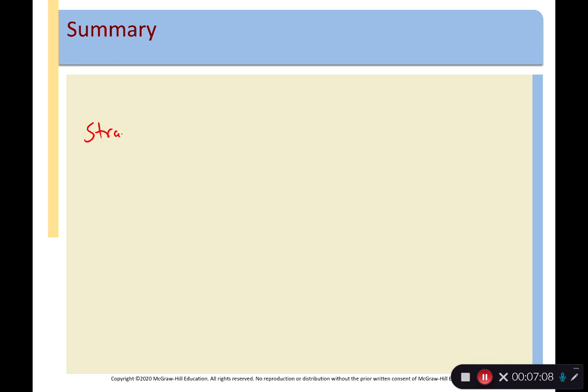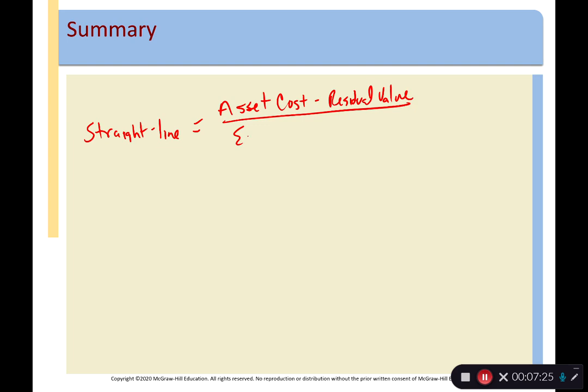So we'll start with straight line. Straight line is going to have the asset cost minus the residual value over the estimated useful life in years. That's how you'll get depreciation.